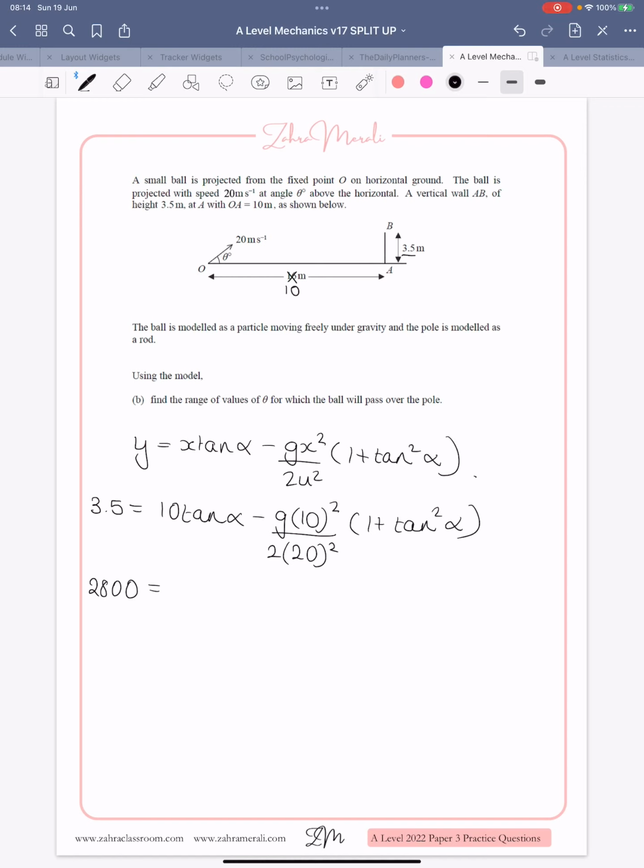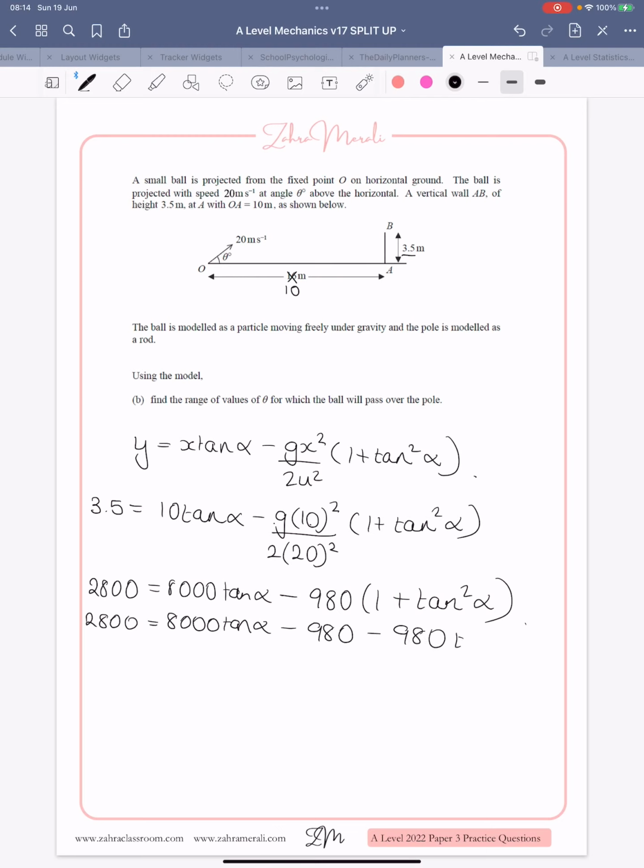2,800. And then if I do that 800 times 10, I'm always going to get 8,000 tan alpha minus 10 squared g. So 10 squared is 100 times 9.8 is going to give you 980, 1 plus tan squared alpha. So if we open that up, we've got 2800, 8,000 tan alpha minus 980 tan squared alpha. And now when I should be using theta, I've used alpha everywhere.